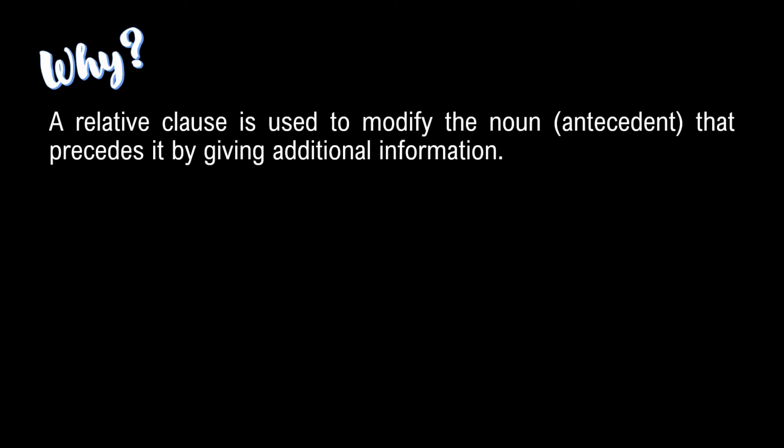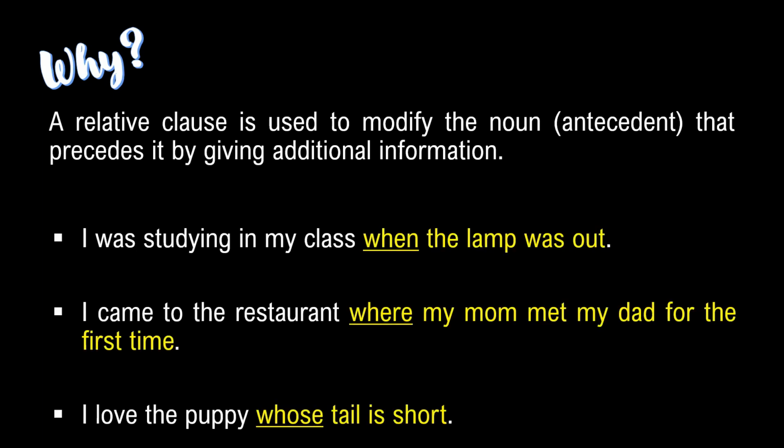Why? A relative clause is used to modify the noun or the antecedent that precedes it by giving additional information. In the previous slide, we talked about who for a person, which for a thing, and that for a person or a thing. We also have other relative pronouns such as when, where, and whose. So, what are they for? Study the following examples.